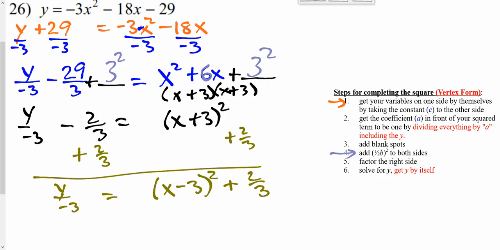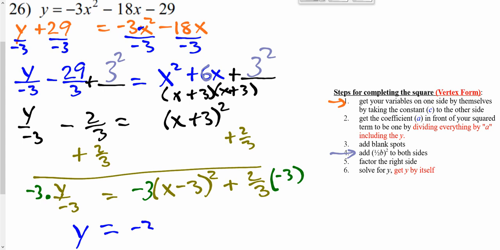To get y by itself, I need to undo my divide by 3. To undo divide by 3, I'm going to times everything by 3. Multiply the left side by negative 3. That means I've got to multiply the whole right side by negative 3, which includes our parentheses and our negative 2/3. So now when I write this, I get y on the left.